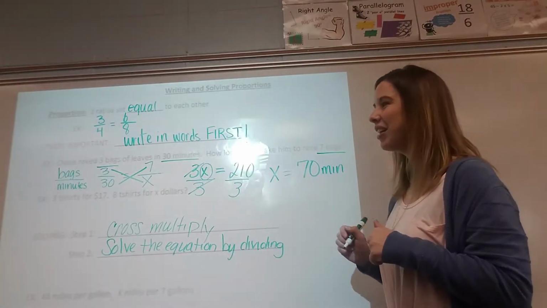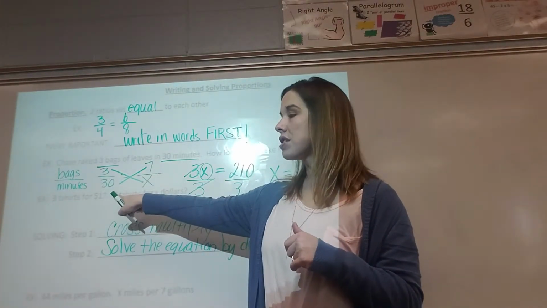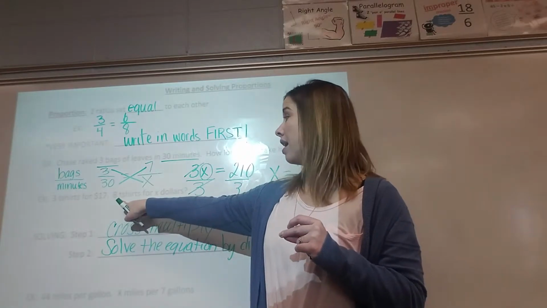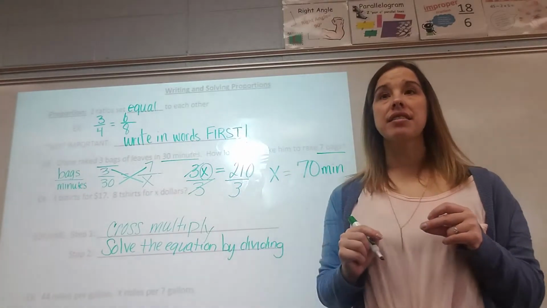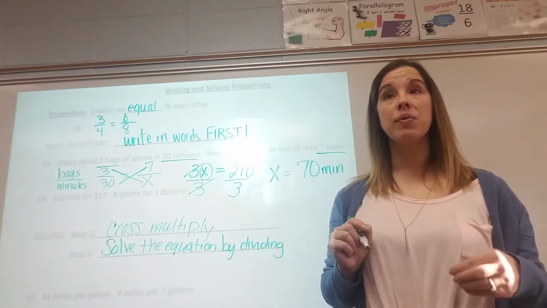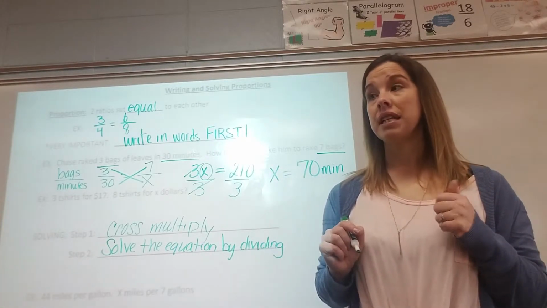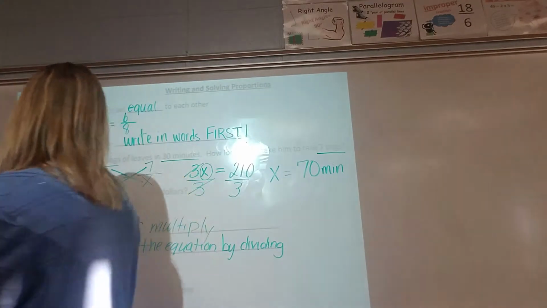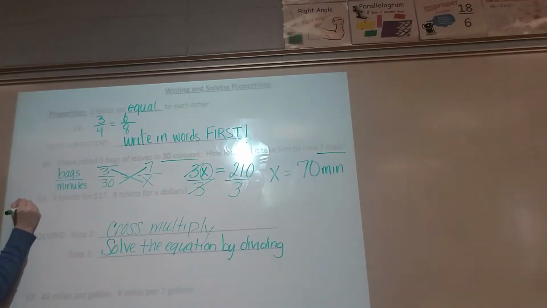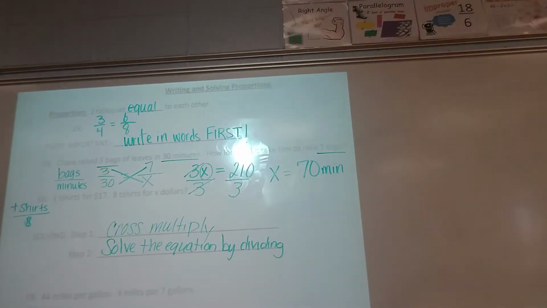Okay? All right, so let's move on to the second example right here. It says 3 t-shirts for $17 and 8 t-shirts for X dollars. So we need to write that as a proportion. Okay? What 2 things are we comparing? T-shirts to dollars. T-shirts to money, right? Good. We write it in words first. So what's our first ratio?